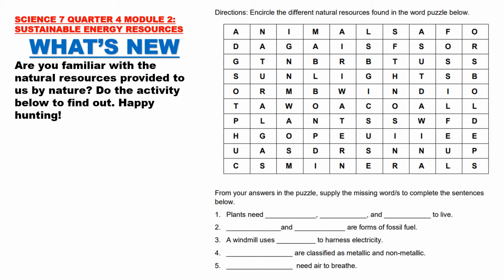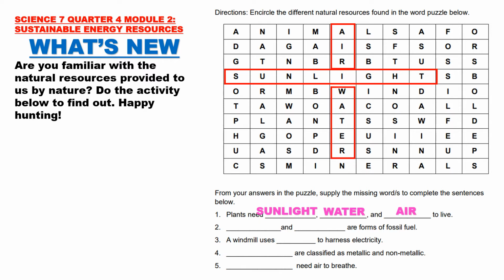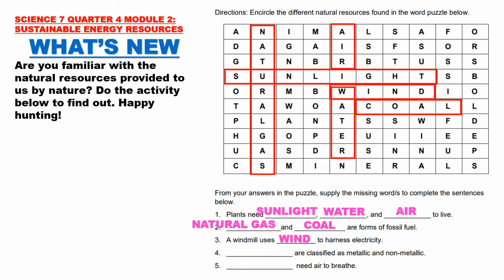So number 1, plants need sunlight, water, and air to live. 2, natural gas and coal are forms of fossil fuel. 3, a windmill uses wind to harness electricity. 4. Minerals are classified as metallic and non-metallic. 5. Animals need air to breathe.